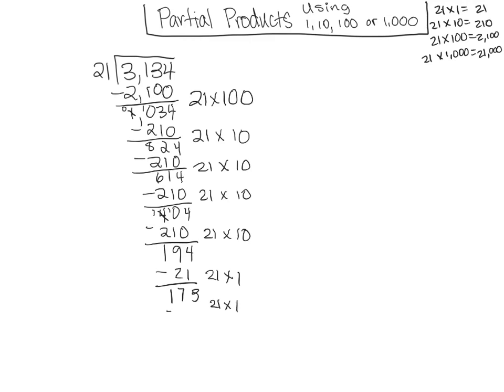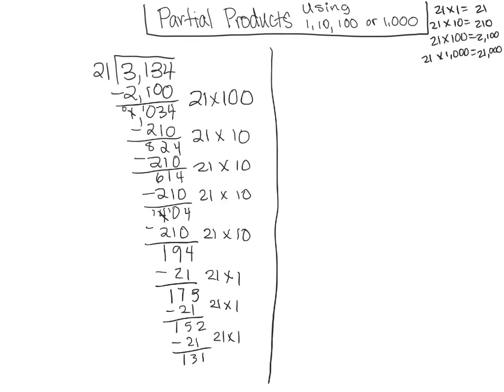We'll do this again. 21 times 1, we subtract 21. 3 minus 1 is 2, 7 minus 2 is 5, and again we have 1. 21 times 1 again. We're going to subtract that. 2 minus 1 is 1, 5 minus 2 is 3, and the 1. All right. Now we might not have space here, so this is where I draw a line. I'm going to move my 131 over. I'll go ahead and box this up as well, move it out of my way.